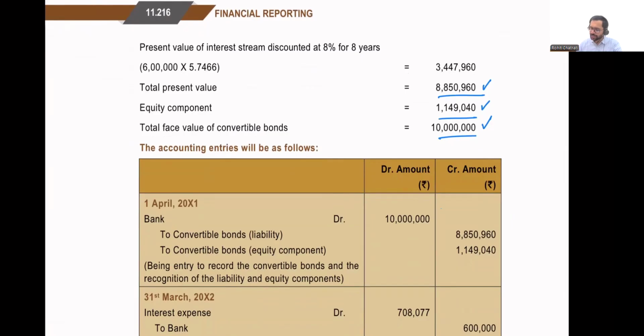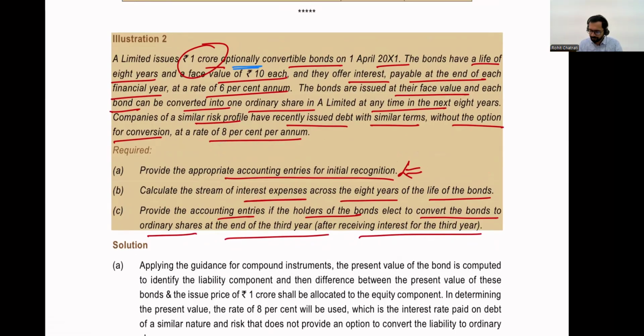All right. So the journal entry will be, we will record 1 crore of bank receipt and we are going to record a liability of 88 lakh 50,000 and an equity component of 11 lakh 49,000. All right. So convertible bond liability component is 88 lakhs. Convertible bond equity component is the remaining 11 lakhs.